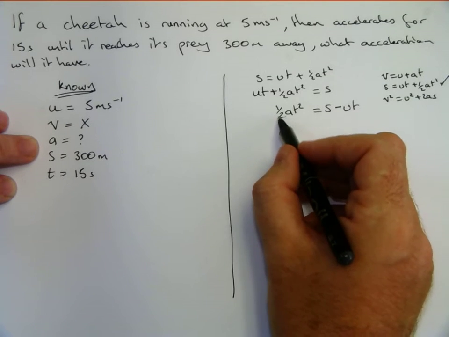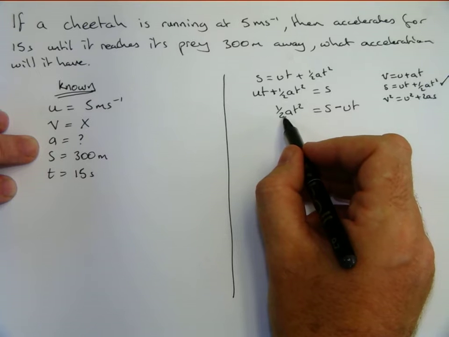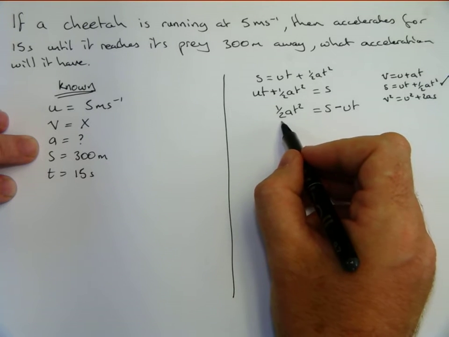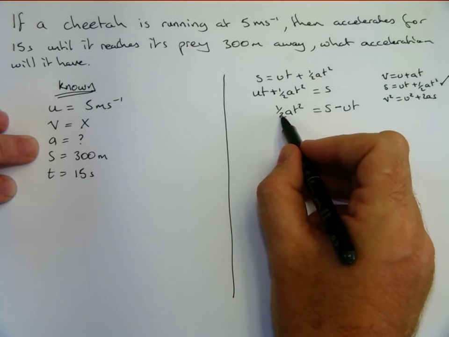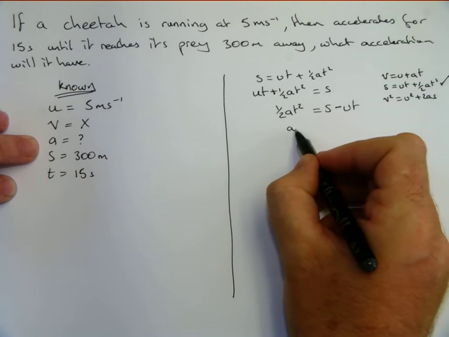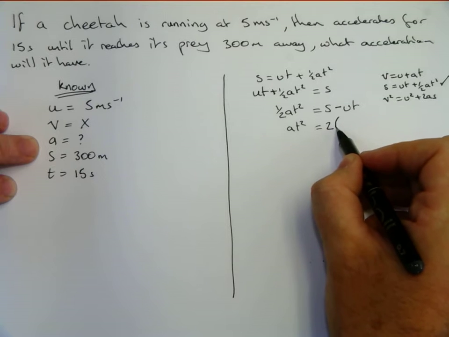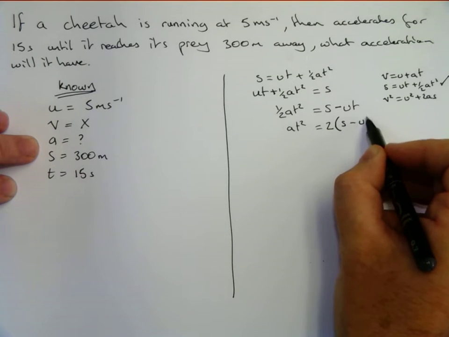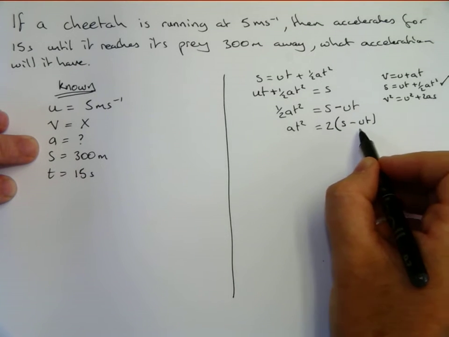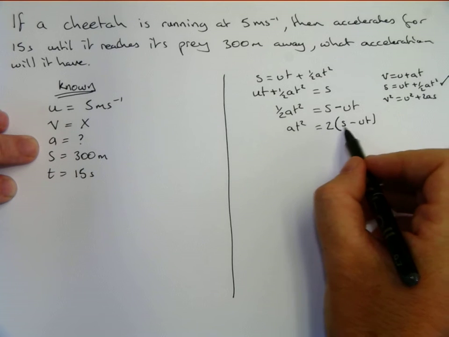Now we want to get rid of the half, so if we multiply both sides of the equation by 2, that becomes 1, which is fine. So at squared equals 2 times all of it, s minus ut. We have to put the brackets around it, because it's not just 2 times s, it's 2 times everything.